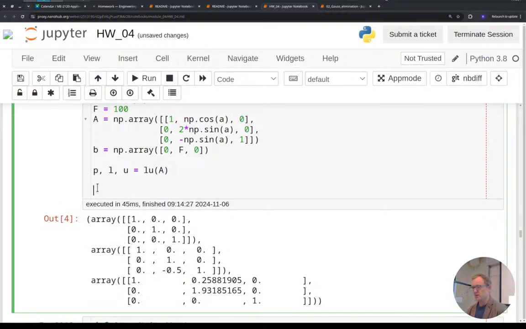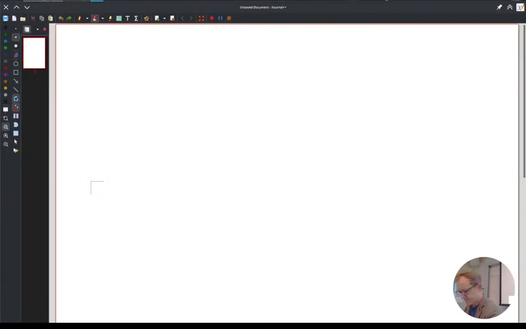All right, so now I want to solve two problems, and it usually helps me to write it out. I'm saying AX equals B, but then I create a new problem where it's LUX equals B. So I'm going to solve it in two steps.